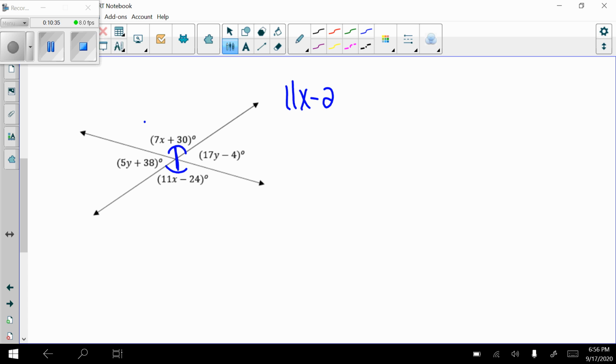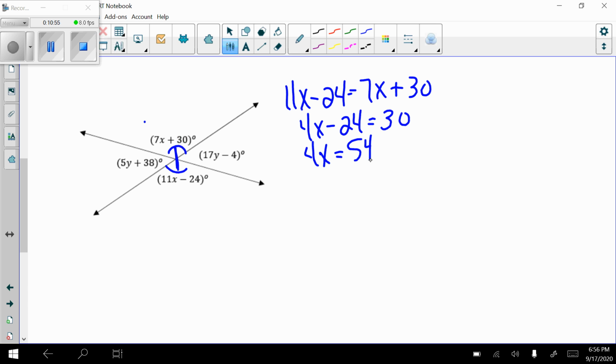11x minus 24 equals 7x plus 30. I need to get all of my x's on the same side, so I'm going to subtract 7x over, and when I do that, I get 4x minus 24 equals 30. Add 24 to both sides, so I get 4x equals 54. Divide by 4, x is 13.5. Again, no degree sign because it's just the variable.